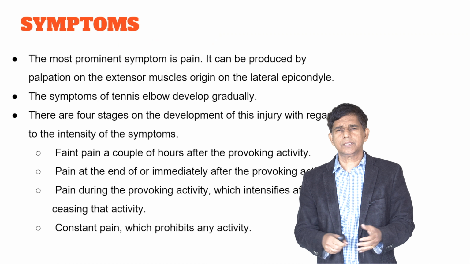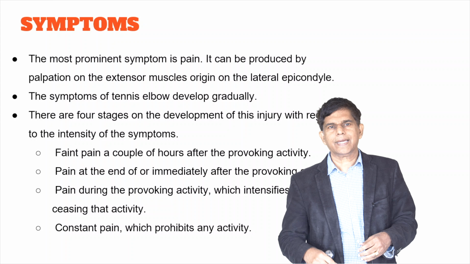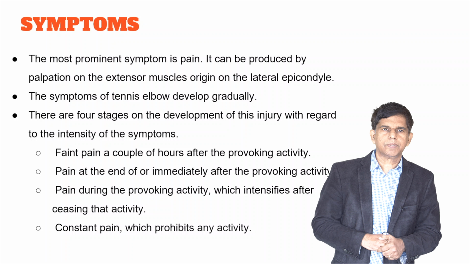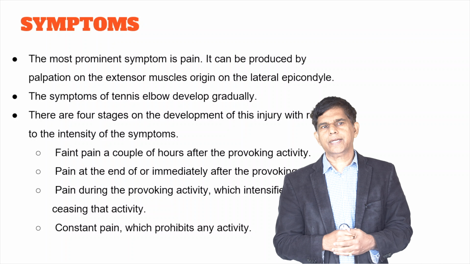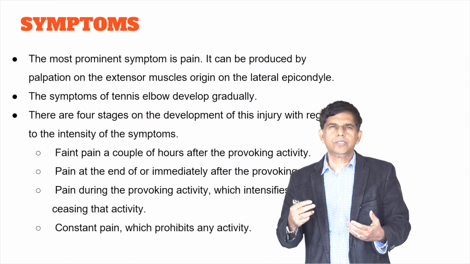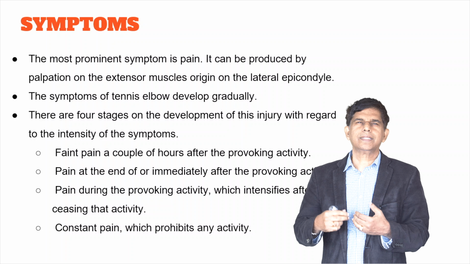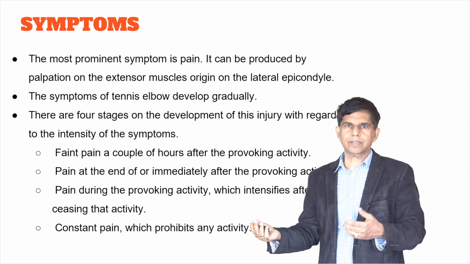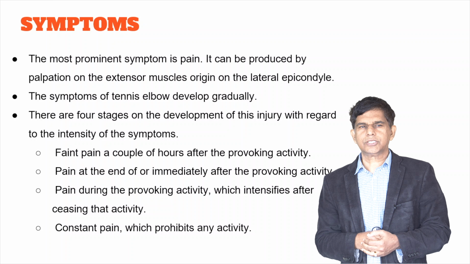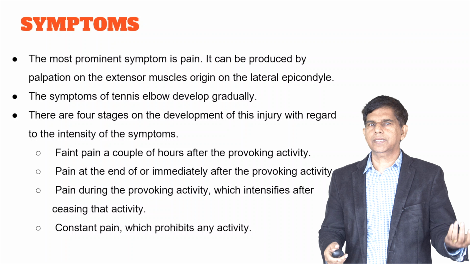The symptoms, what are the symptoms? Usually pain, everybody knows that, right? Pain produced by palpation of the extensor muscles at the origin of the lateral epicondyle, okay? The symptoms of tennis elbow usually develop very gradually. There are 4 stages in the development of the injury. First, you get a faint pain a couple of hours after the provoking activity, and then pain at the end or immediately after the provoking activity, okay? Then pain during the provoking activity, which intensifies after you cease the activity, and finally a constant pain which prohibits any other activity.